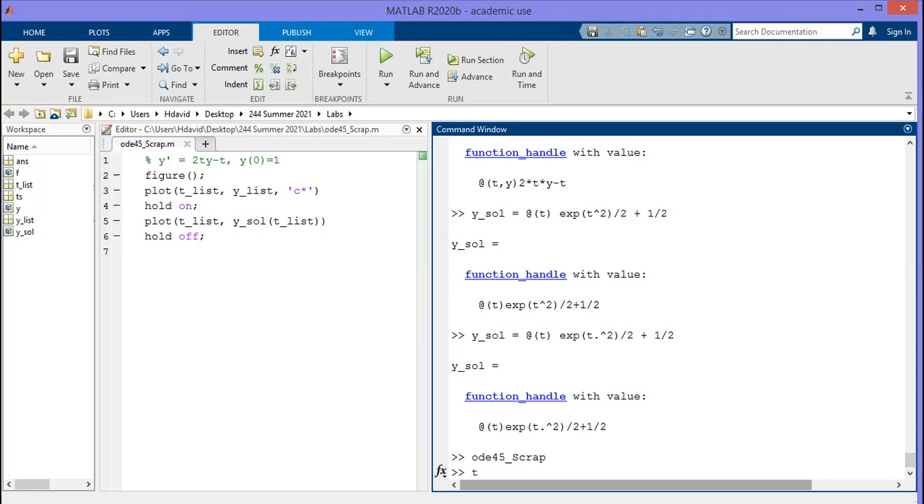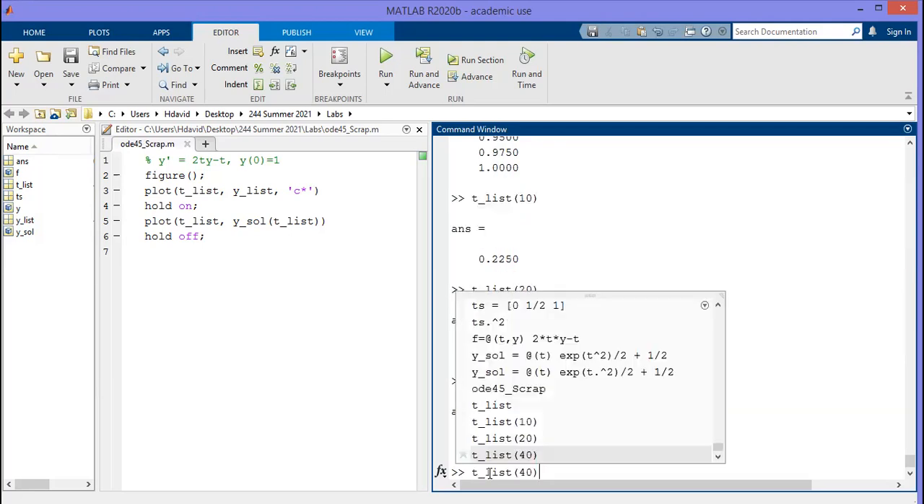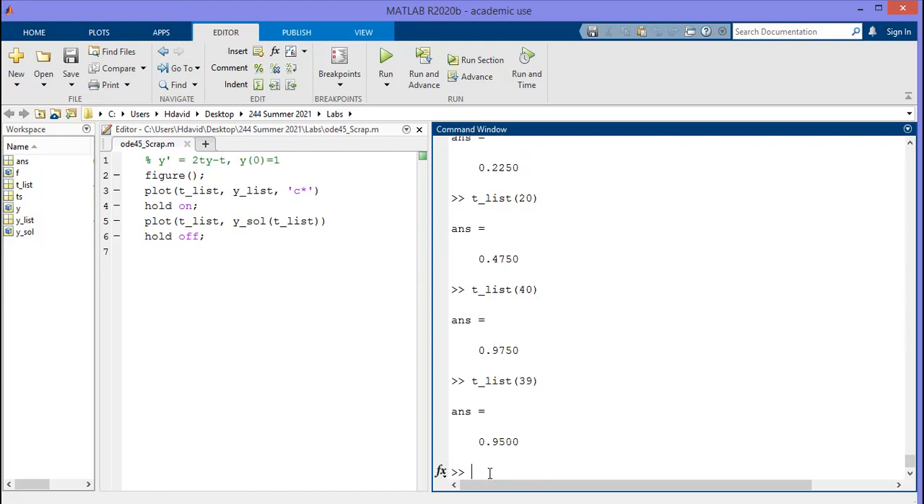So let's look at t-list. 0.9 is this one. Unfortunately, I don't remember what entry it is. So let's see. That's not quite right. 0.9, so maybe 39. Okay, so t-list 37. That's the 37th entry. Now, if I'm going to find the Y value, I do y-list, which is all the numbers that ODE45 generated, and I plug in 37. So this is my number.